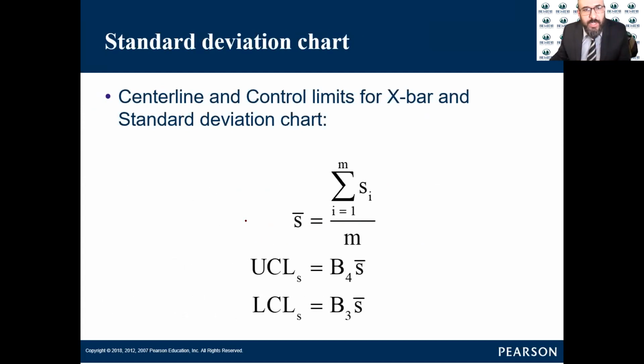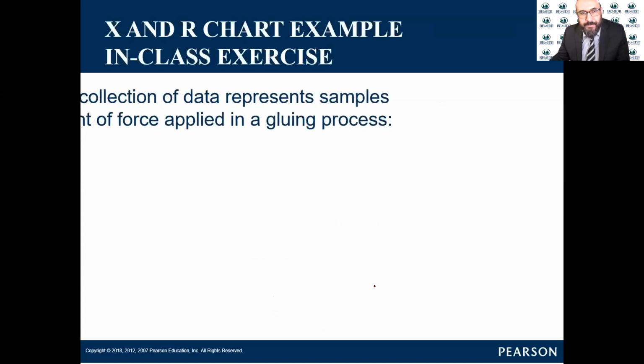There's another chart that we could use as well, called the standard deviation chart, which is very similar, but I want to keep it simple. I want you to focus on just a few charts: the X and R, and P and C charts. But for more information, the standard deviation chart is calculated using these equations. For the average of the standard deviation, you take the standard deviation for each of these samples and divide by 5, for example. Then for the upper and lower control limits, you use B3 or B4 times the S bar.